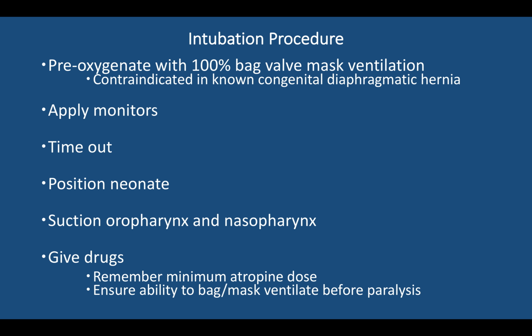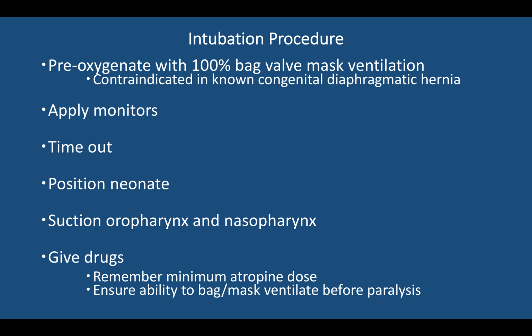Make sure the position of the neonate is appropriate. A roll under the shoulders is not an option, it is mandatory. Suction the oropharynx and nasopharynx. Without a clear view, you will not be able to see anything. And finally, give medications as needed. Try to use a minimum dose of atropine, but make sure that you use the atropine, as your patient may go bradycardic.